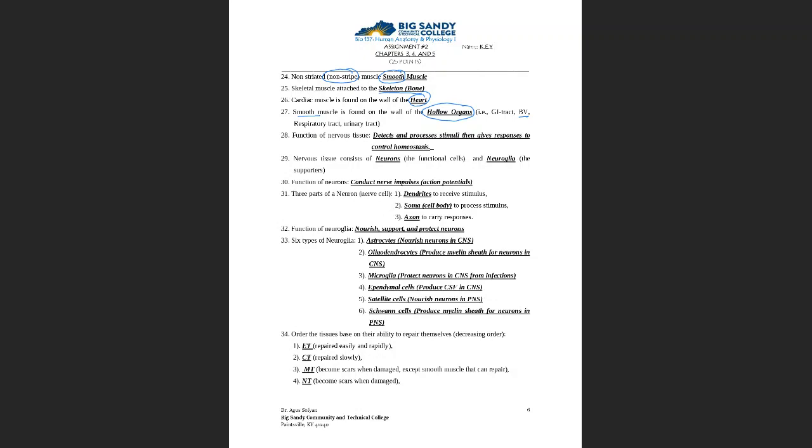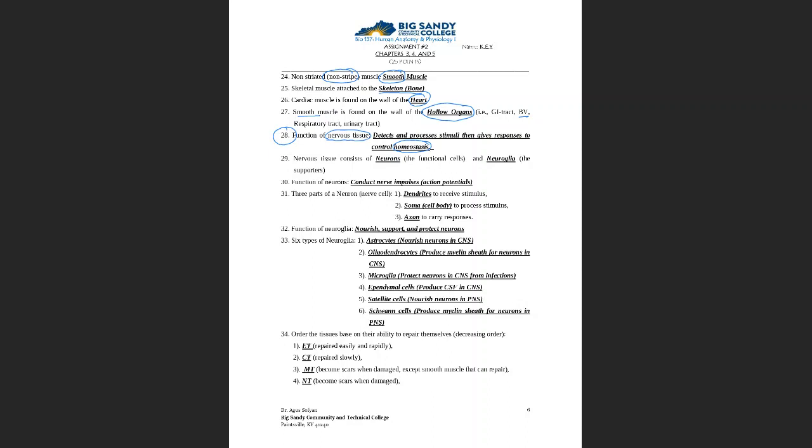Okay, the last one, the last tissue is called the nervous tissue. The main function is to detect, process, and give response in order to control homeostasis. Remember, our brain is the main control for homeostasis. This is the control center. Remember, homeostasis has 3 main components: receptor, control center, and effector. Right? So the control center is the nervous tissue, which is the brain or spinal cord.